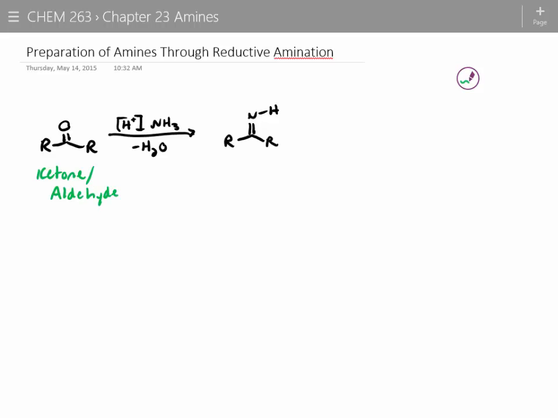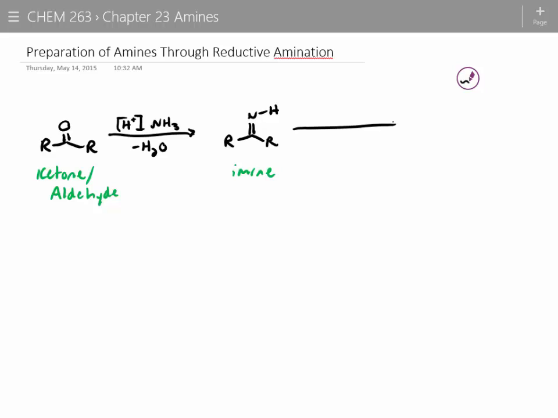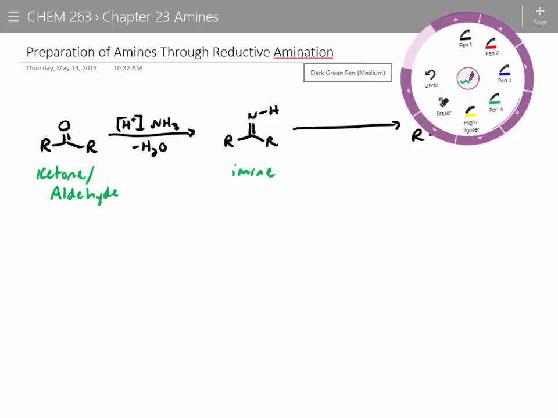Will it work with a carboxylic acid? No. It would just deprotonate your carboxylic acid. So this really only works well with ketones or aldehydes. They're electrophilic enough. And then in the next step, we have a double bond between a carbon and a nitrogen. Why don't we reduce that down to the single bond and go to our amine?